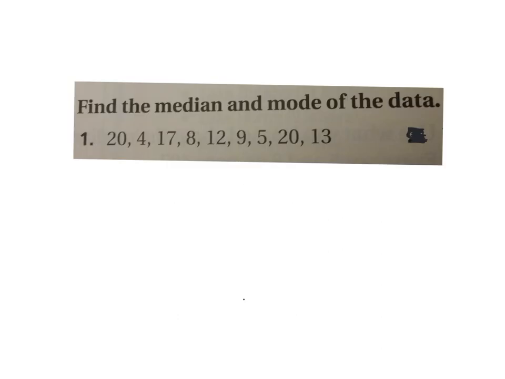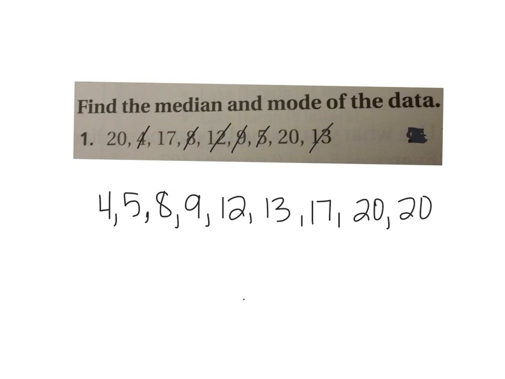Okay, so we're going to go ahead and use this data set to find the median and the mode of the data. The first thing you have to do when you're going to try to find median and mode is you have to order your data from least to greatest. Right now my data is not ordered from least to greatest, so I need to do that before I can do anything else. So I see a 4, a 5, an 8. Okay, so I have my data ordered from least to greatest.